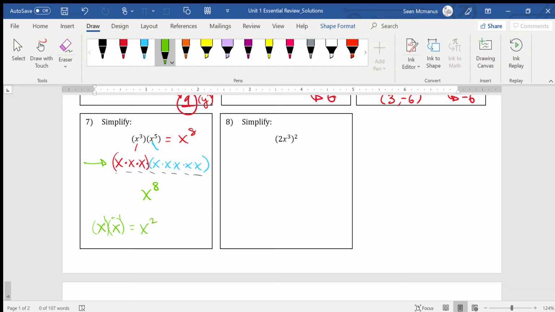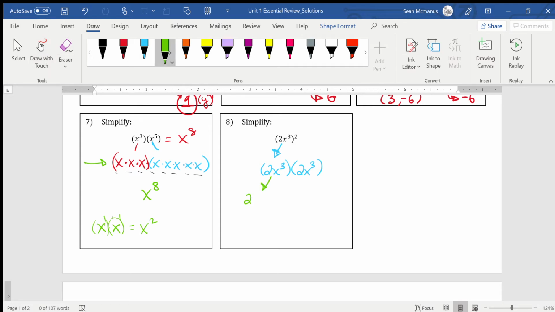All right, same thing over here. I know what the rule is if I have something to an exponent and then I am raising it to another exponent, but you might not have that memorized. So I'm going to do this the long way, right? I have 2x to the 3rd squared, which means I have 2x to the 3rd times 2x to the 3rd. Right, that's all that means. And now I'm going to keep expanding this out.